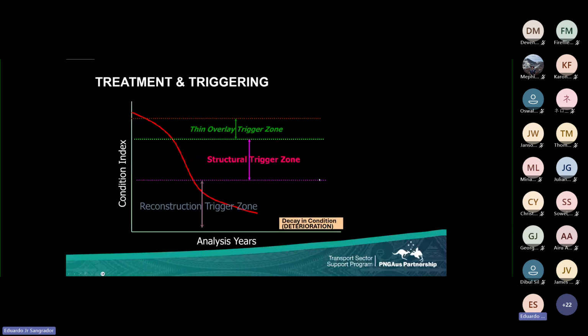So on each trigger zone, there's a cost of maintenance, the value for this. So if you let it decay to the reconstruction trigger zone, your cost will be so much. So you notice it will be much higher.